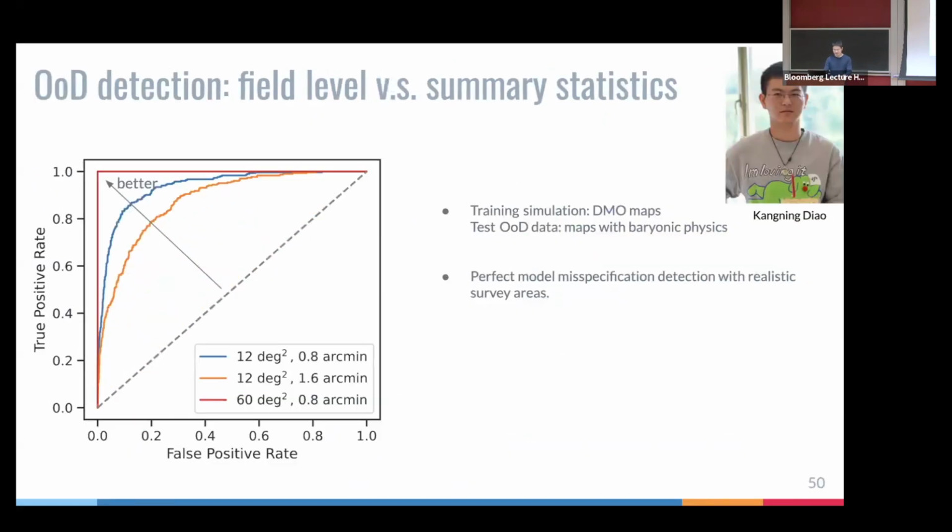Okay, and we also look at how it scales with the survey area or the resolution. So we consider a very small area, but if you go from 12 to 60 degrees square, you can almost certainly tell the difference, right? You can tell whether a given data contains baryonic physics or not. And 60 degree square is not really large, right? So for any realistic survey area, this would be a very strong and very conservative test to tell whether your simulation is consistent with the observation or not.